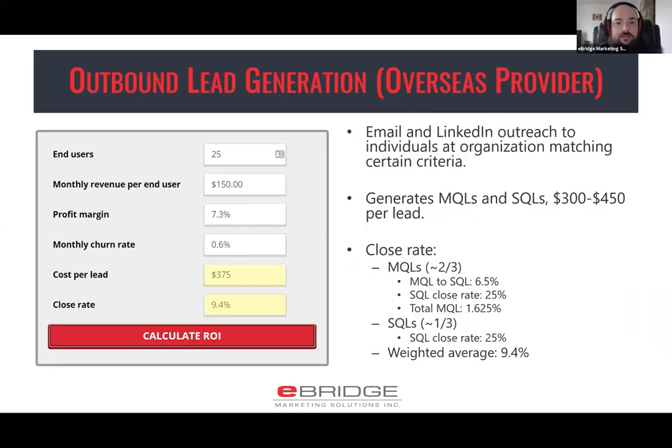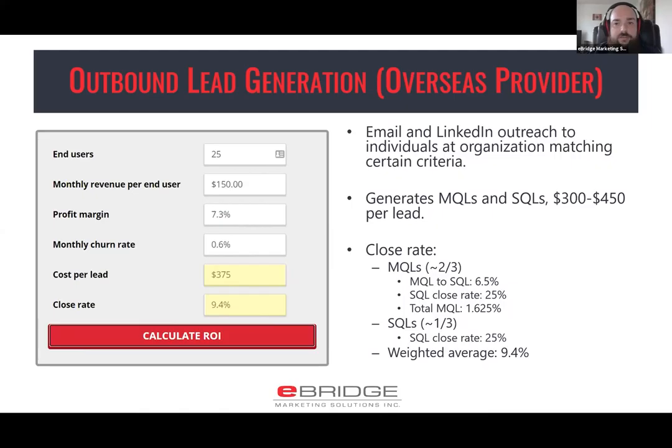Okay, now outbound lead generation. And sorry, I think you might be a little bit cut off by my image up there, but it says overseas provider, and we'll do a domestic provider also. So outbound lead generation is the process of using email, LinkedIn, and data mining to reach out to individuals at organizations that match your target criteria.